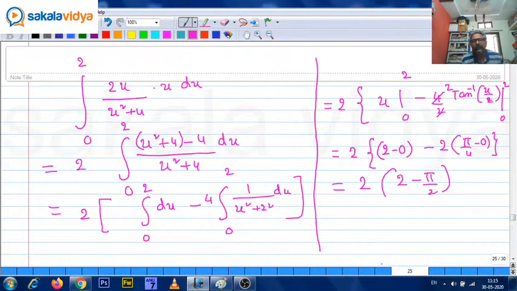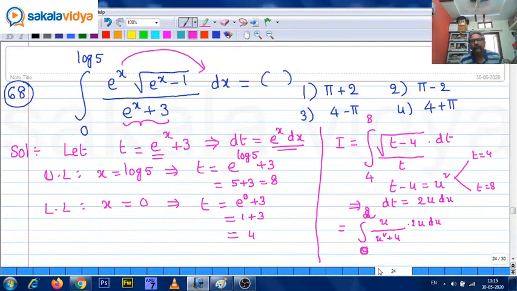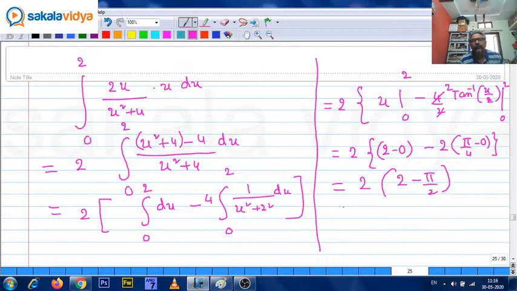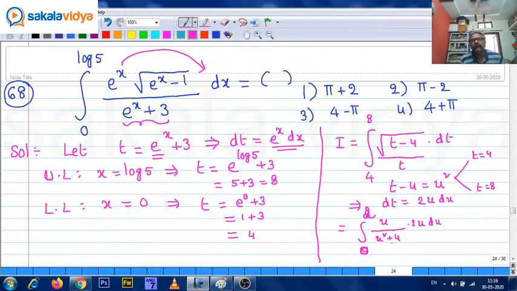So what is the answer there? You need to check it now. 2 into 2, that is 4 minus pi. 4 minus pi. Third option.